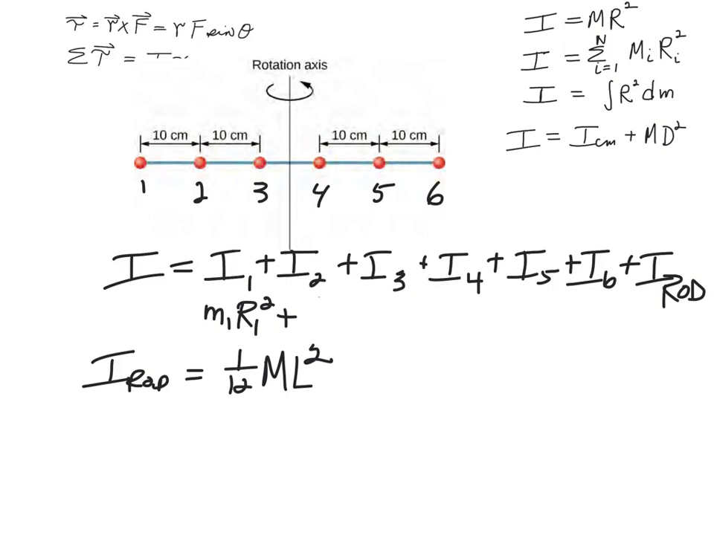And how do we deal with the rod? Well, from calculus, which I'll show you later, we get that the rotational inertia of a rod is 1/12 ml squared, where m is the mass of the rod and L is the length of the rod. And since we're given that, we use this equation to calculate this part, and then we add all the 6 parts together, and that will give us our answer.